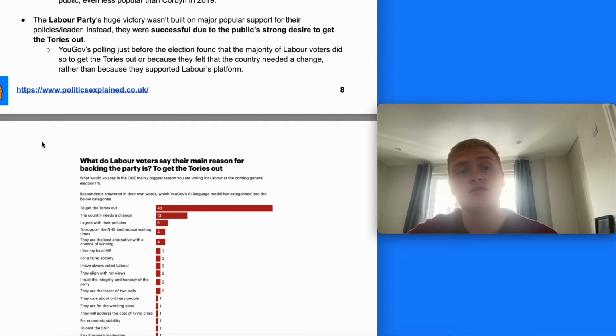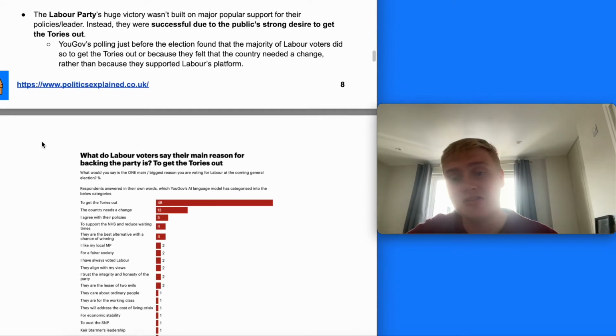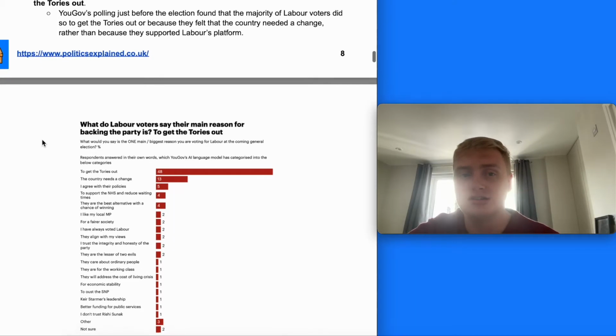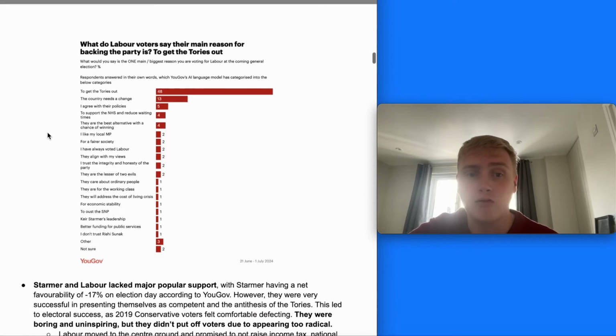Crucially, the Labour Party's huge victory wasn't built on major popular support for their policies or leader. Instead, they were successful due to the public's strong desire to get the Tories out. YouGov's polling just before the election found the majority of Labour voters voted in such a way to get the Tories out because they felt that the country needed a change, rather than because they supported Labour's platform, which, as you'll see here, is far down in the reasons why people voted for Labour.